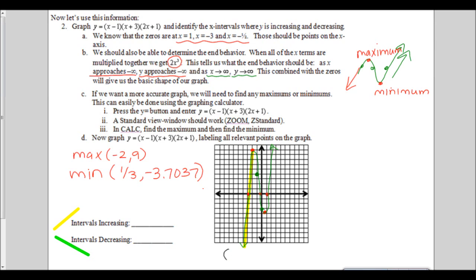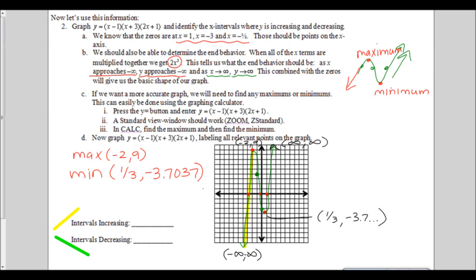If I have to describe those x intervals, if I were to label the end of this point right here, that was when x was at negative infinity. I had this arrow over here on the right, which as x went to positive infinity, y went to positive infinity. I had the point of my maximum, which was at negative 2.9. And I had the point of my minimum, which was at 1/3, negative 3.7-ish.